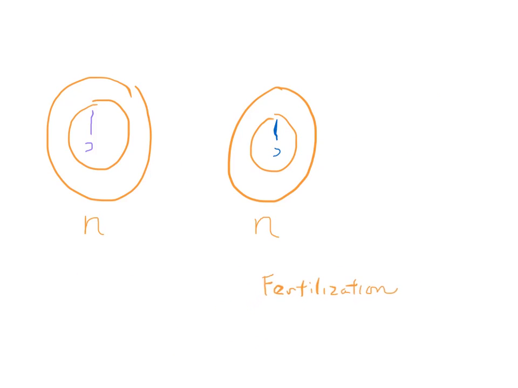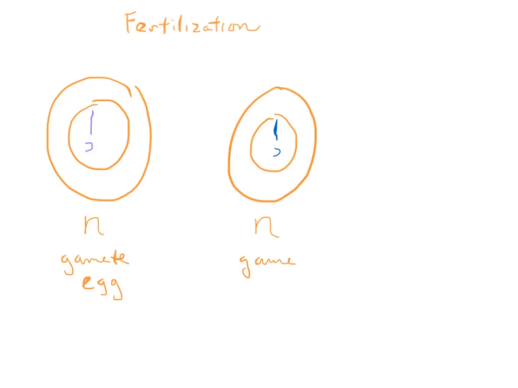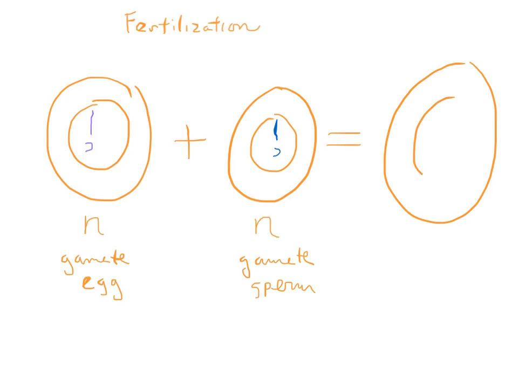And the reason meiosis creates haploid cells is because of this process known as fertilization. In fertilization, the gamete from one parent, let's say the egg, meets the gamete from another parent, such as a sperm. They are added together to create a new cell that is the combination of the two. So this would be a diploid cell.